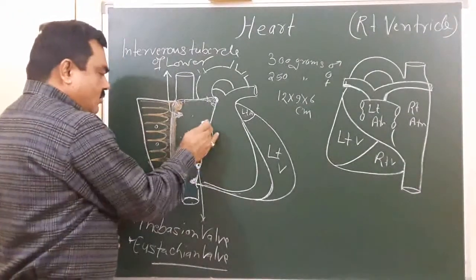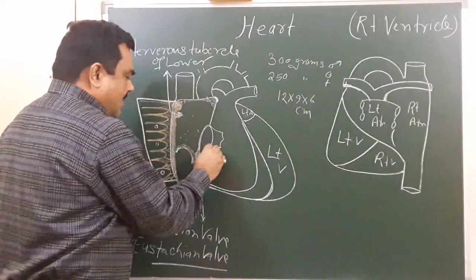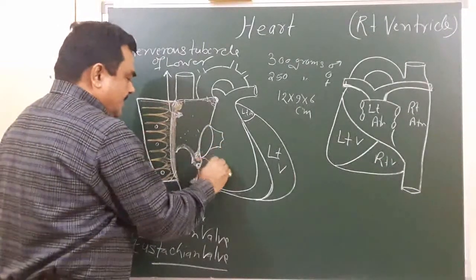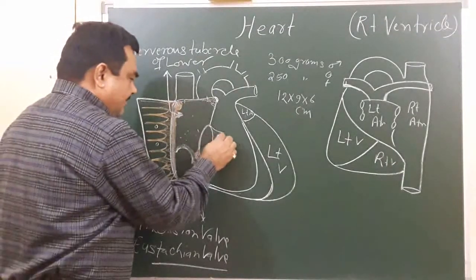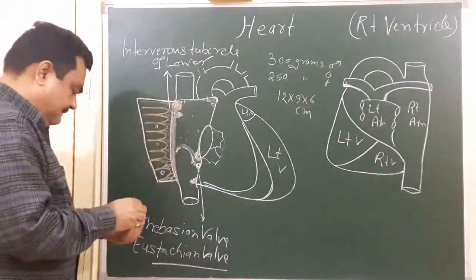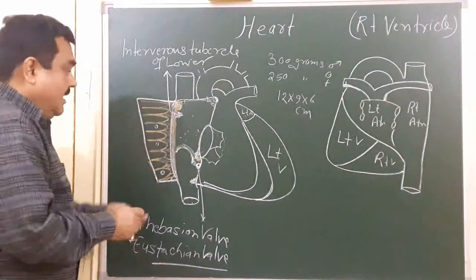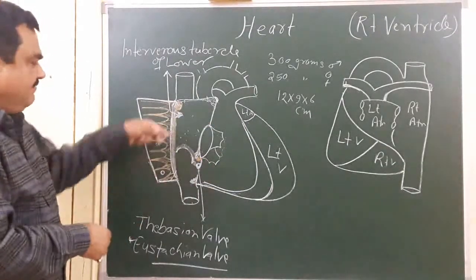This is the right atrioventricular orifice. It is guarded by valves. There are three valves. This is known as the tricuspid valve. This chamber has two parts.